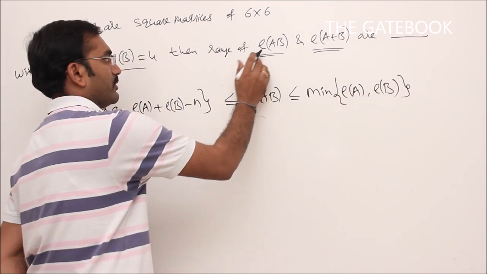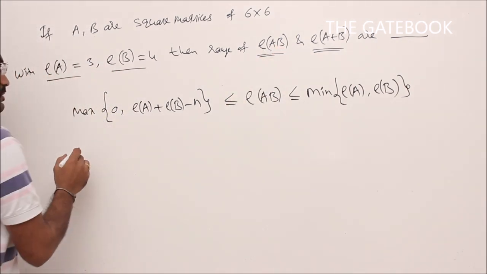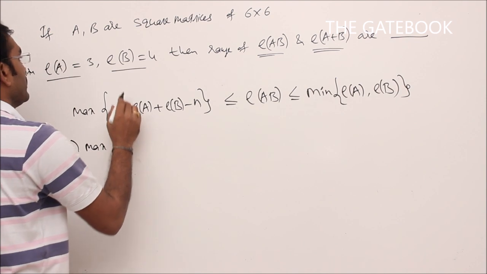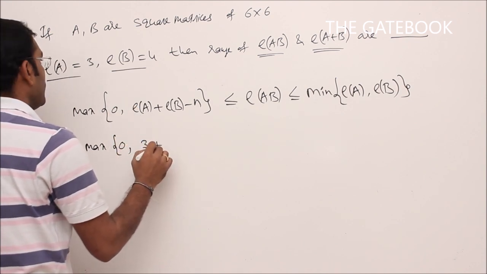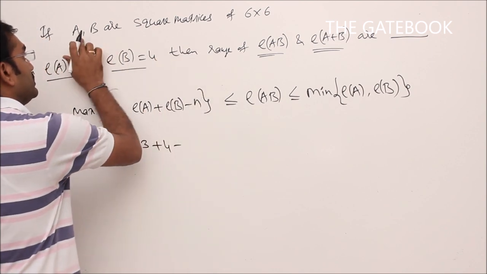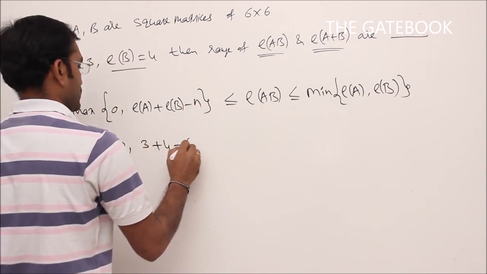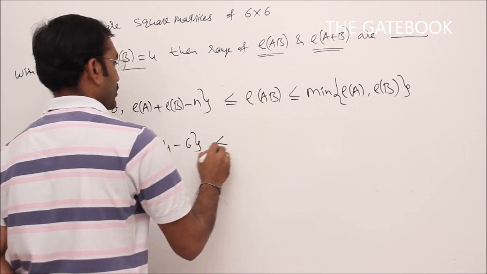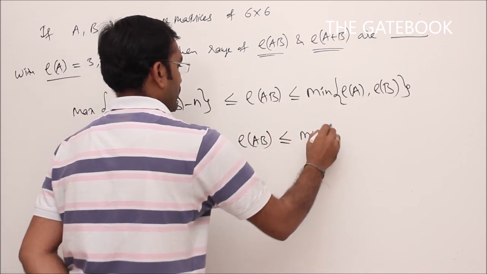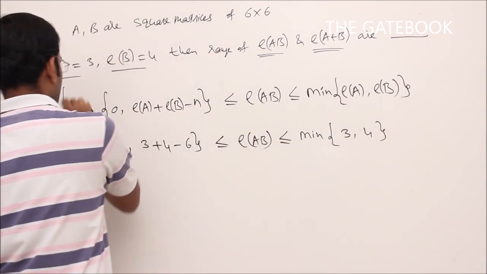To find the range of rank of AB, we can apply this formula. It implies the maximum of 0 and rank of A, given as 3, plus rank of B, given as 4, minus n, where n is the order of A and B. Here A and B should be of the same order, so n is 6, is less than or equal to rank of AB, which is less than or equal to the minimum of rank of A and rank of B, where rank of A is 3 and rank of B is 4. Applying this formula.